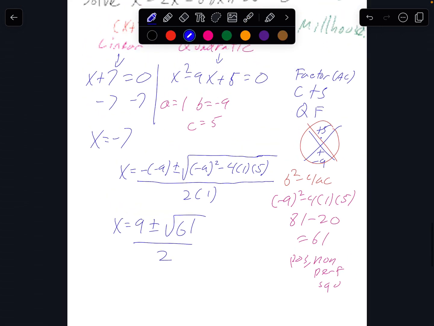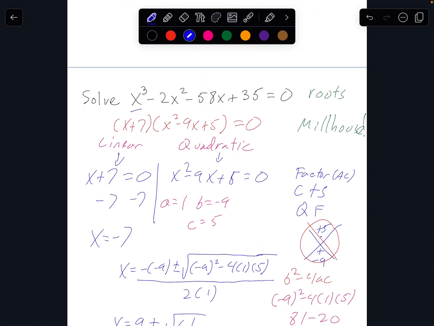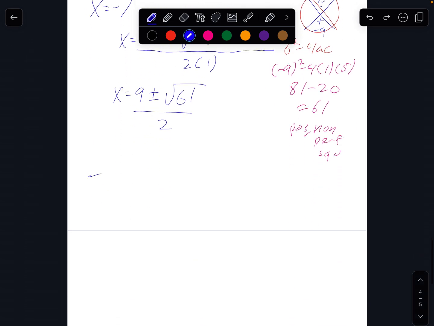So our roots, our answer to this equation, is going to be negative 7. It's going to be 9 plus radical 61 over 2. It's going to be 9 minus radical 61 over 2.